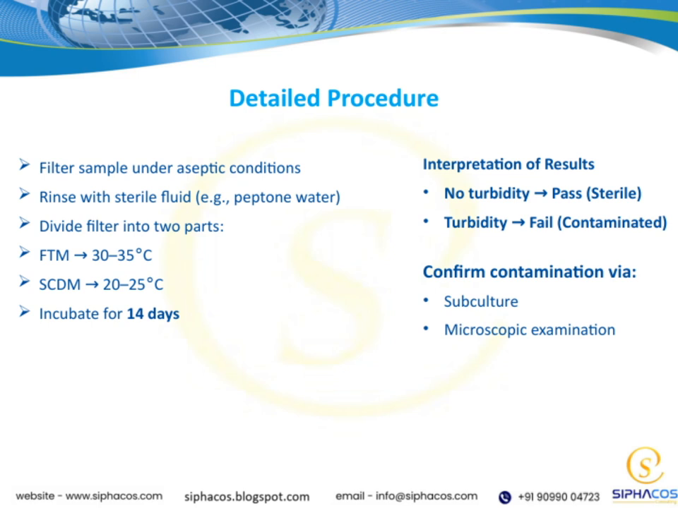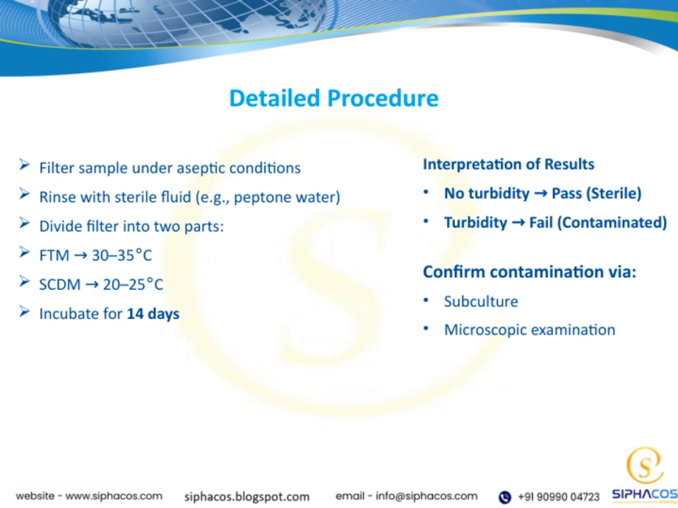The other part goes into soybean casein digest medium, or SCDM, at a slightly lower temperature of 20 to 25 degrees Celsius to support the growth of different microorganisms. Finally, we incubate both cultures for up to 14 days. This extended incubation period helps ensure that slow-growing organisms are detected, giving us a thorough assessment of contamination.